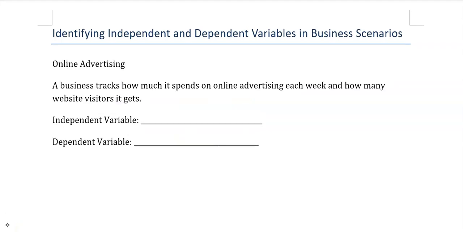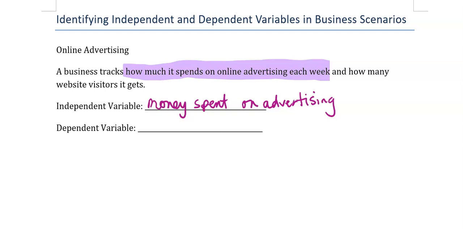Online advertising. A business tracks how much it spends on online advertising each week and how many website visitors it gets. If I am the owner of the business, I can control how much I spend on online advertising each week. And then what I can't control is how many website visitors it gets, but the website visitors will depend on how much is spent on online advertising each week. This will make my independent variable how much money is spent on advertising weekly, while the dependent variable will be the number of website visitors.